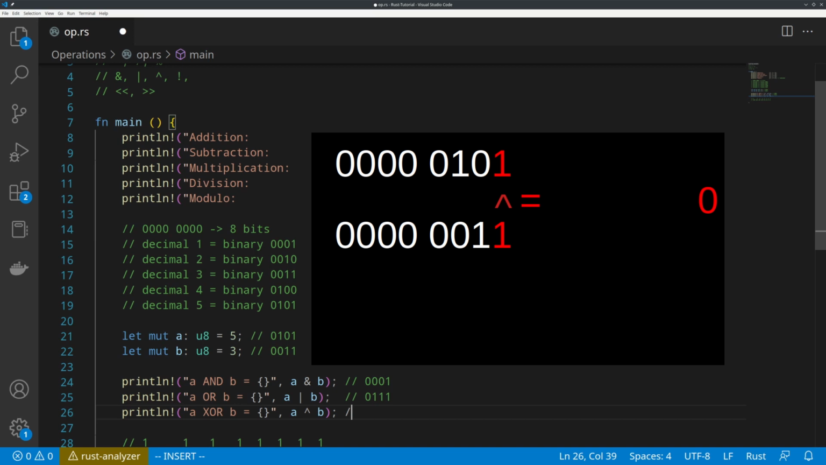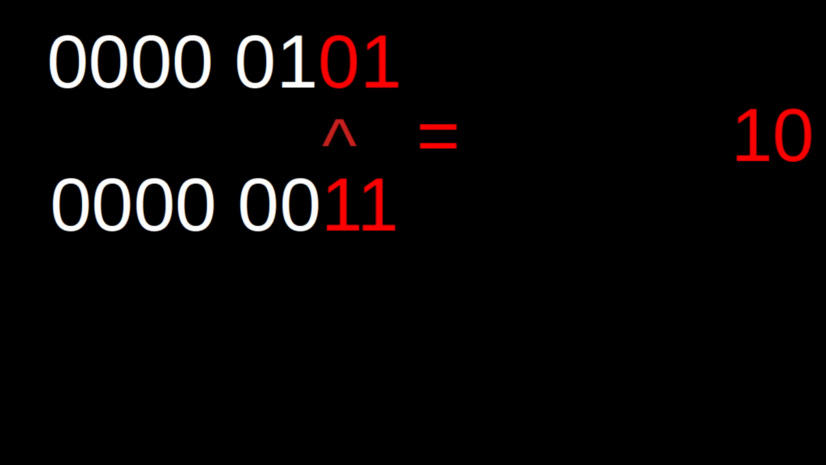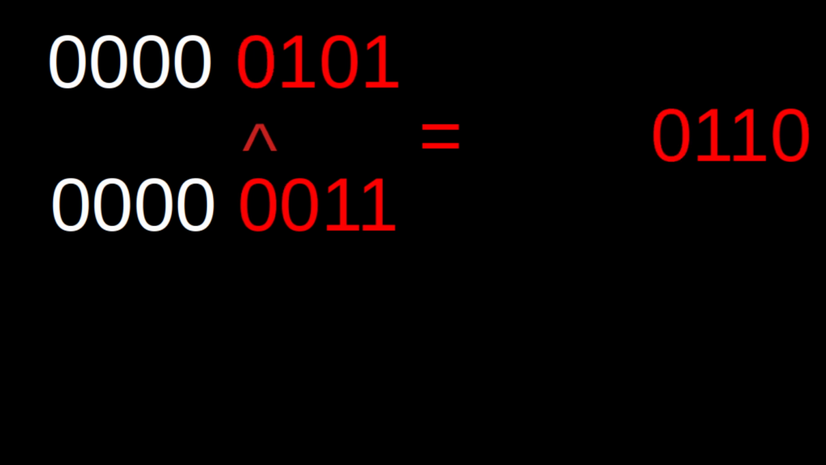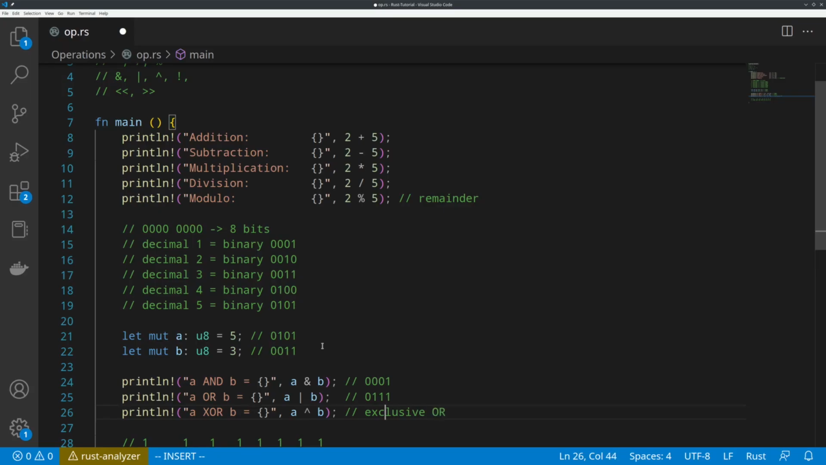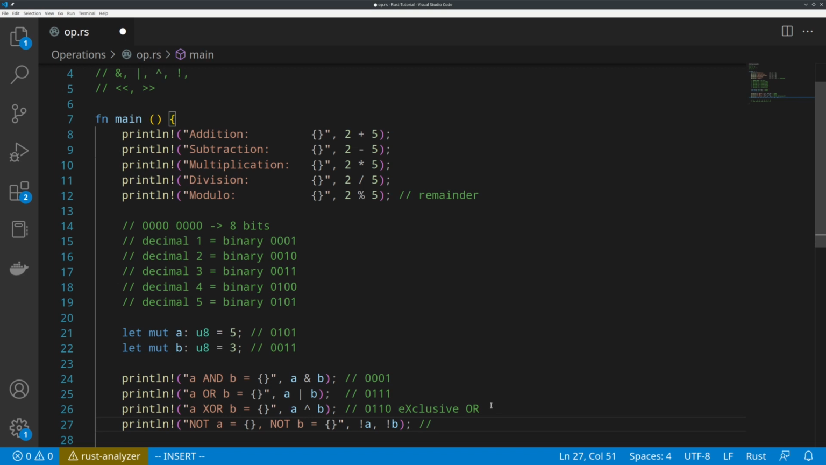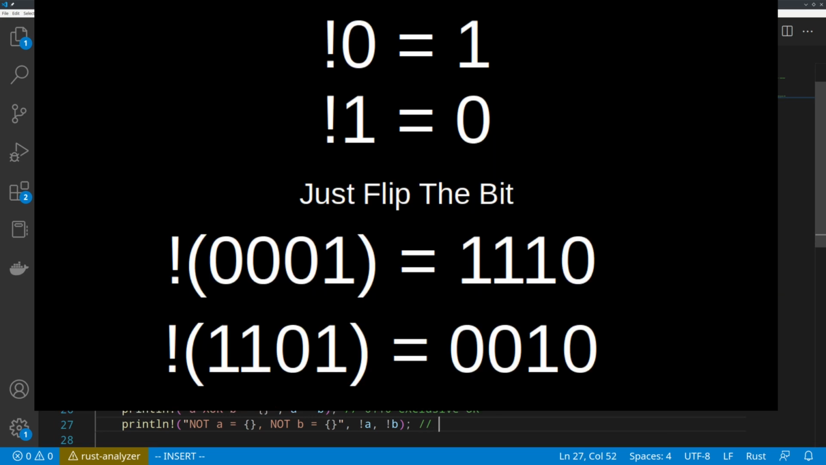With the XOR operation, the resulting bit is 1 when only one of the two input bits is 1. So XOR gets its name from the term exclusive OR. Lastly, we have NOT, which flips the bit in each variable. 0 becomes 1, 1 becomes 0, and that is continued for all of the bits in the variable.